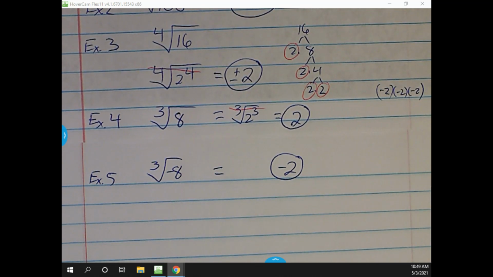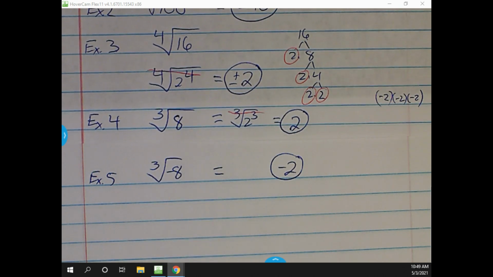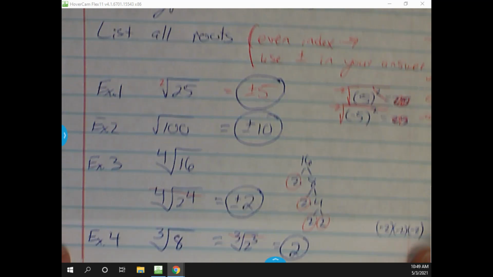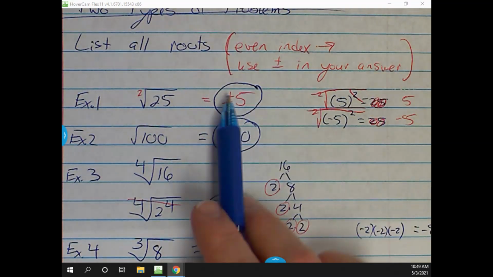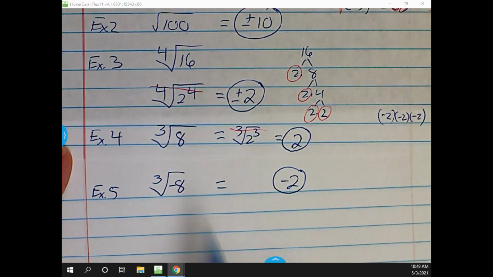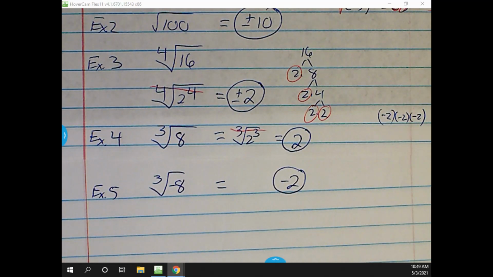Okay, and more than likely in the directions, this would say just to find the root. They'd probably change the directions a little bit, but sometimes if they just do general directions, if it says list all the roots, then if you have an even index, you have to use the plus or minus in your answer. And again, if it's an odd index, then no, it's just one answer. It's either +2 or -2, or whatever the number may happen to be. Okay, so that's one of the options that they may give you.